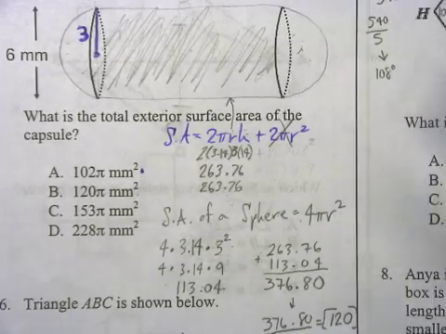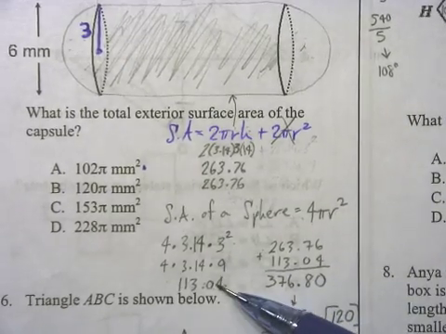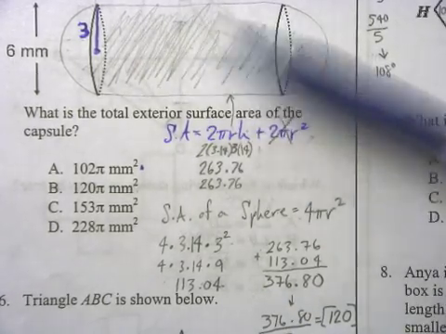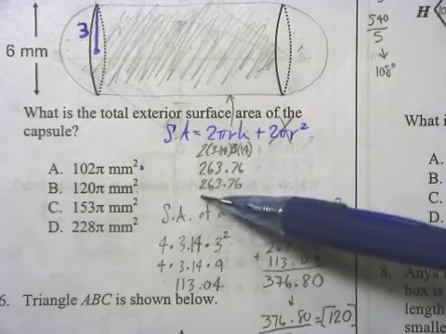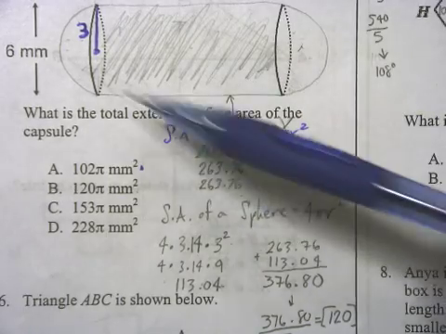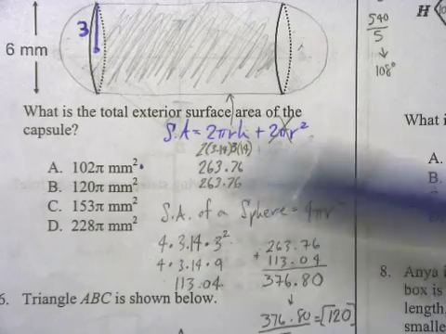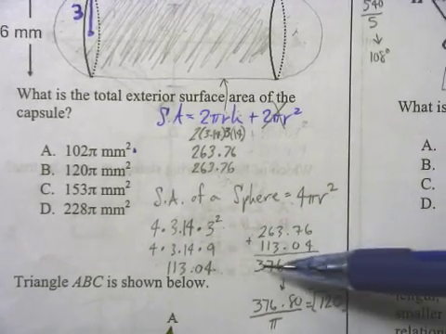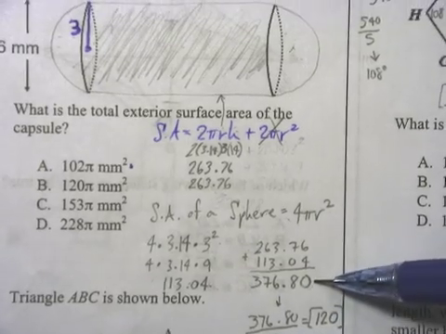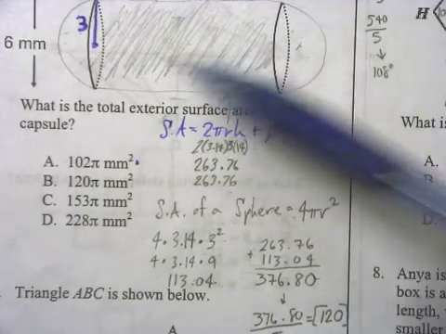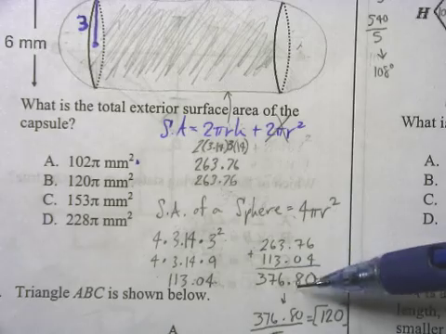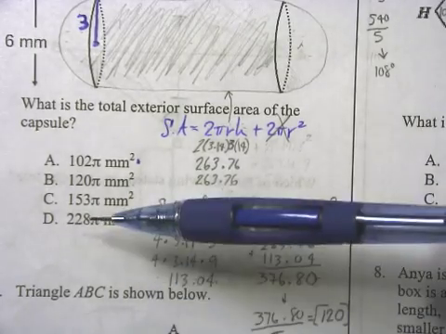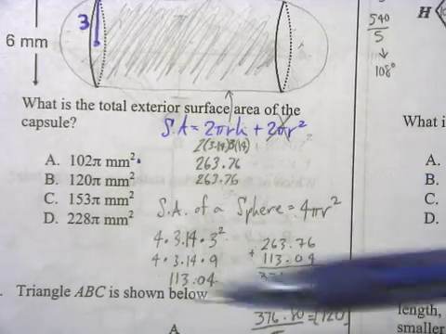And I can use the whole surface area of a sphere because I have two halves that give me one whole, and that comes out to be 113.04. So the lateral portion of my capsule here has a surface area of 263.76. The sphere has a surface area of 113.04, and when I add those two together, I get 376.80. So the entire surface area of this whole capsule is 376.80.